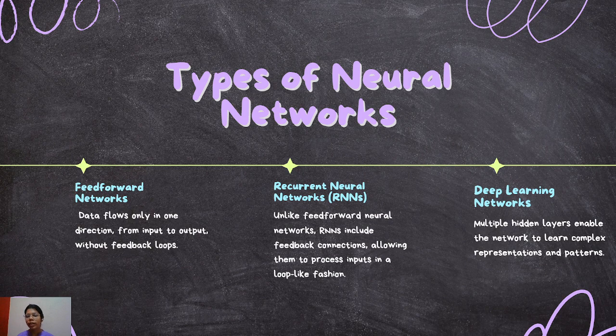Then we have deep learning networks. They have multiple hidden layers, enabling the network to learn complex representations and patterns. So from deep learning, we can gain insights from complex models.